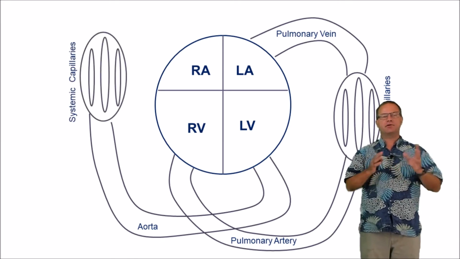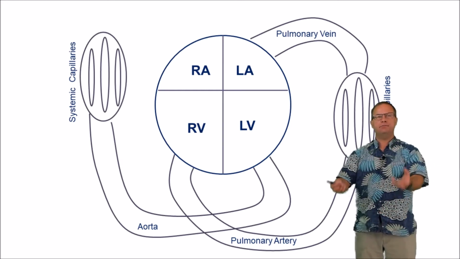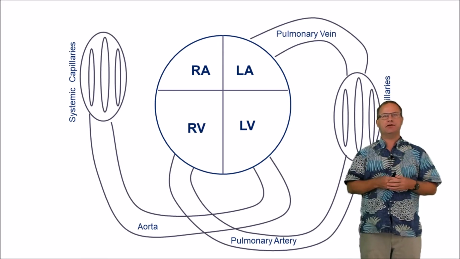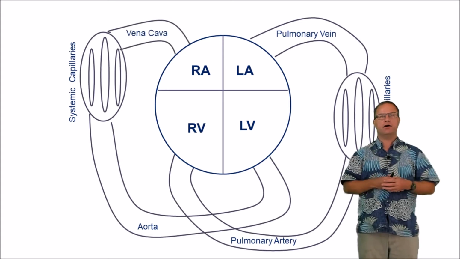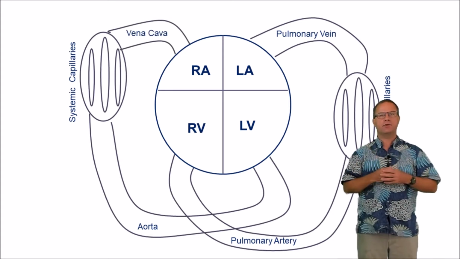Now the opposite process is happening in the systemic capillaries. We should be letting go of oxygen and picking up carbon dioxide. So the next vessel after the systemic capillaries is going to be the vena cava. The vena cava carries blood back to the heart from the systemic capillaries. So once again, we return that blood back to the right atrium.